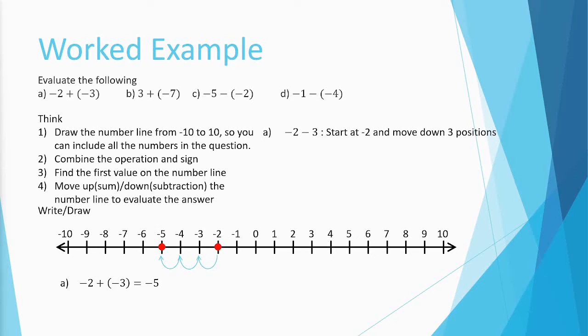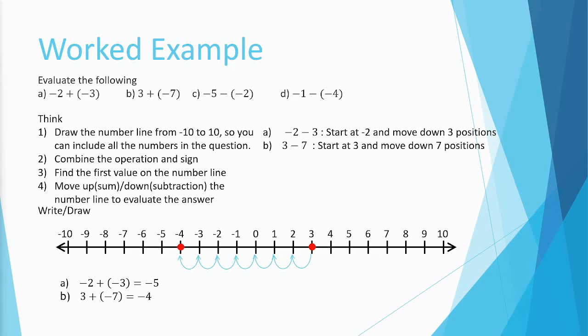The next one, again, I'm going to look at this. I see 3 plus -7, so I need to modify that sign and merge it with that operation. And I get 3 minus 7. So I'm going to start at the 3 and I'm going to take away 7. So I'm going to start at that 3 and then move down 7 positions. And I end up at -4. So this time I'm going to write 3 plus -7, because that's our question, equals -4. And that's our answer.